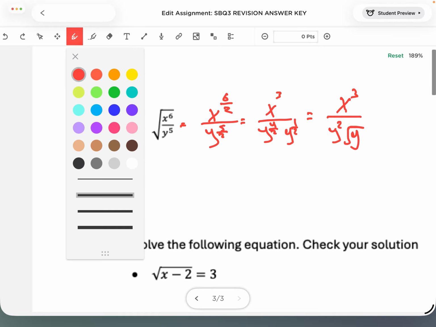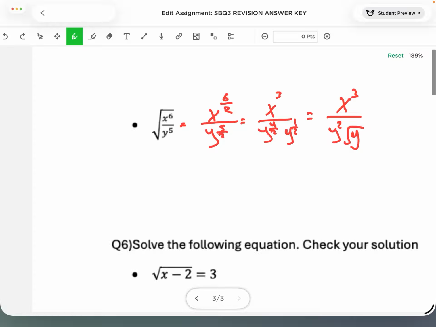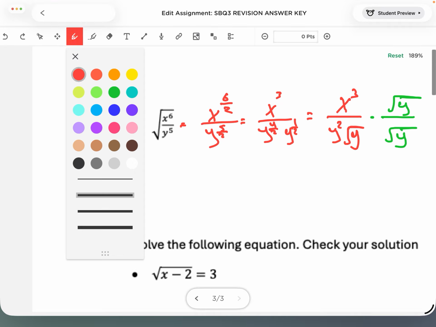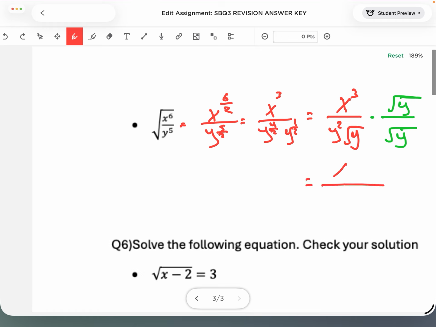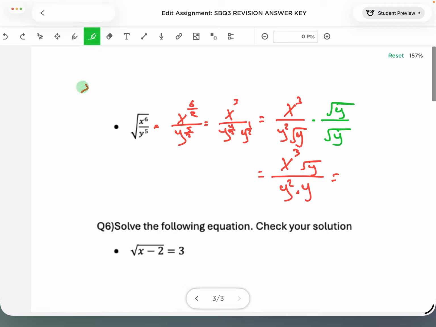radical y. This one is not simplified because I have a radical in the denominator. So I multiply by radical y over radical y. The numerator is fine. It will be x to the power 3 radical y over y squared. Radical y times radical y is y. So the answer will be x to the power 3 radical y over y to the power 3.